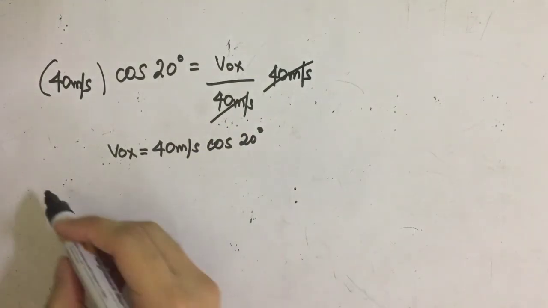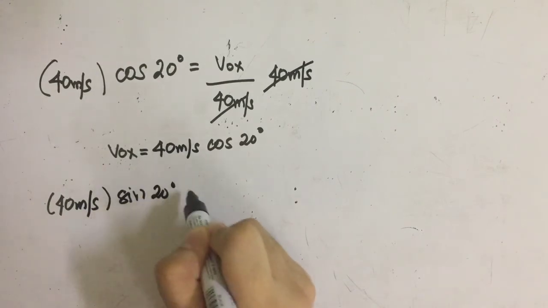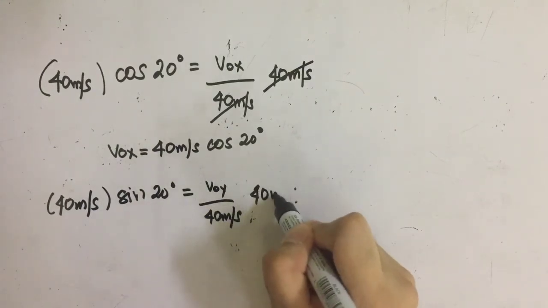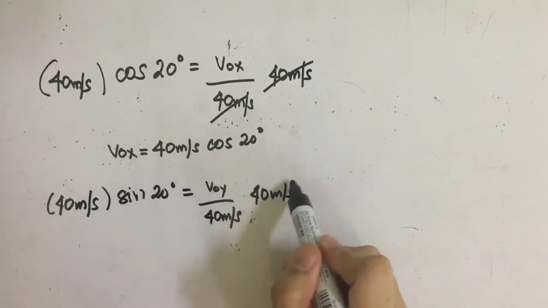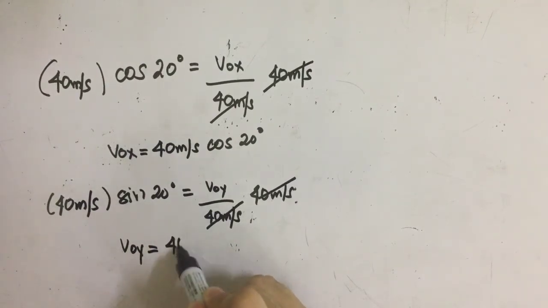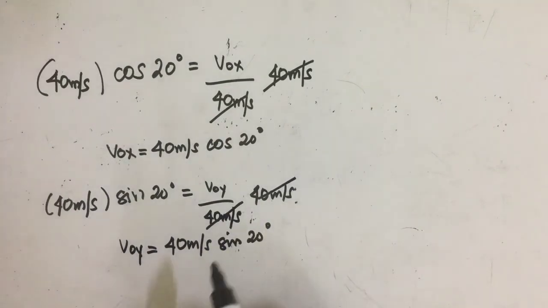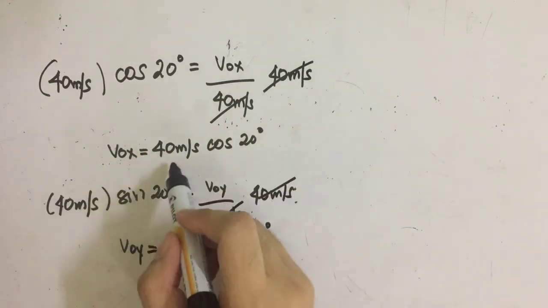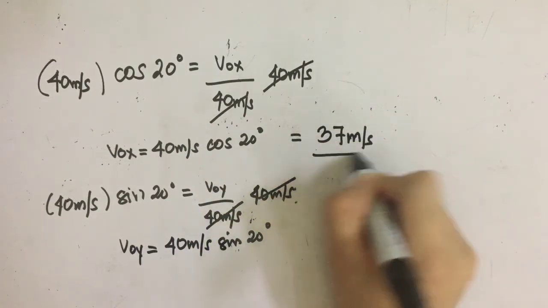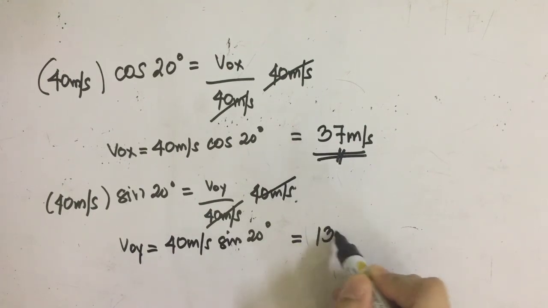The same thing will happen to y. If we multiply both sides by 40, the 40 on this side of the equation will cancel out because it's equal to 1, and then we can write this as v sub oy is equal to 40 meters per second sine 20 degrees. And then we can simplify this: 40 meters per second cosine 20 will give us 37 meters per second, while 40 meters per second sine 20 will give us 13 meters per second.